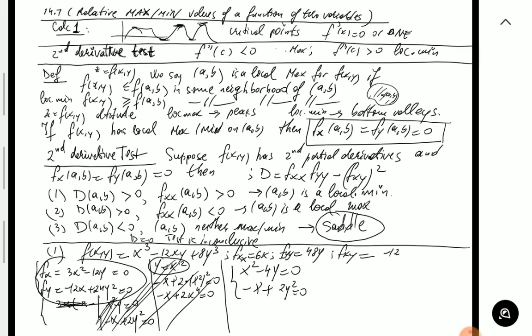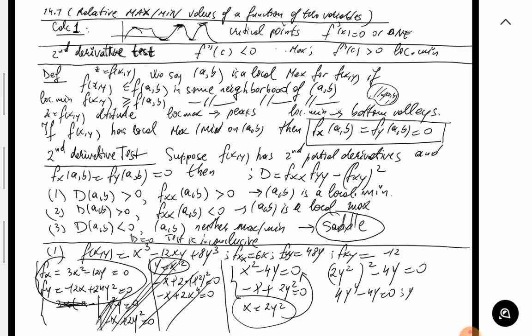Let's see what's the easiest thing. I think the easiest thing is just to replace x with 2y squared from the second equation, and then substitute in the first one. So I get 2y squared to the power 2 minus 4y equals 0. That makes it 4y fourth minus 4y equals 0. If you cancel by 4 here, that factors into y times y third minus 1 equals 0.